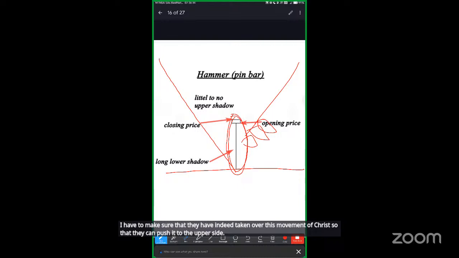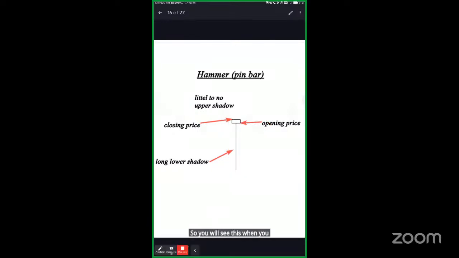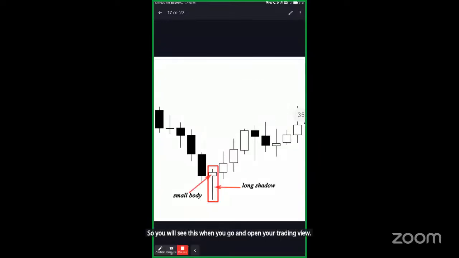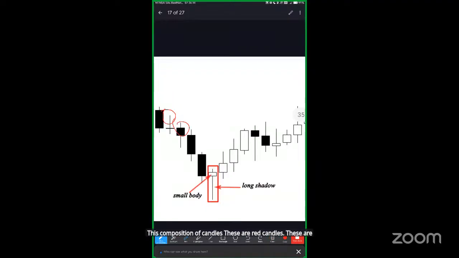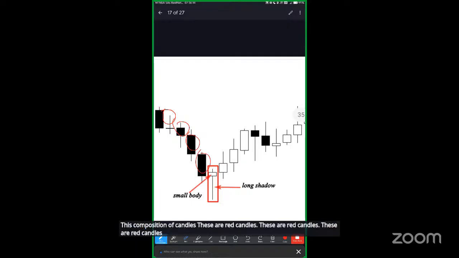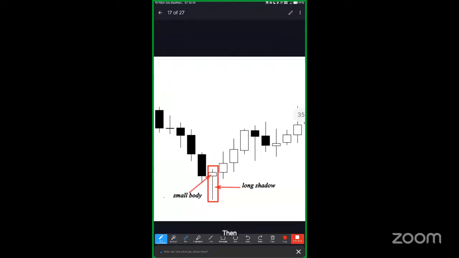So you will see this when you go and open your TradingView. You are going to see something like this. Can you see this composition of candles? These are red candles, red candles all the way downward. Then they reach this resting area, a support area. Then you see a composition of this happening.